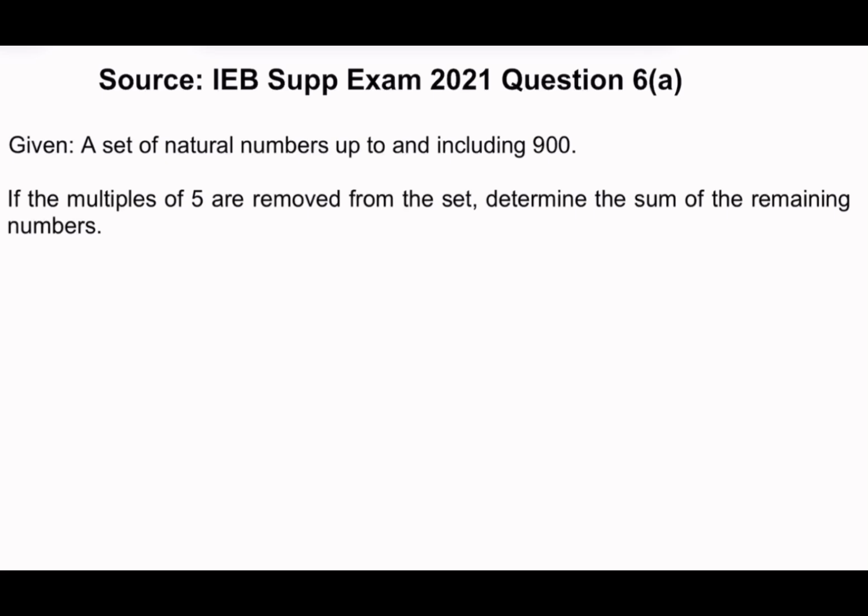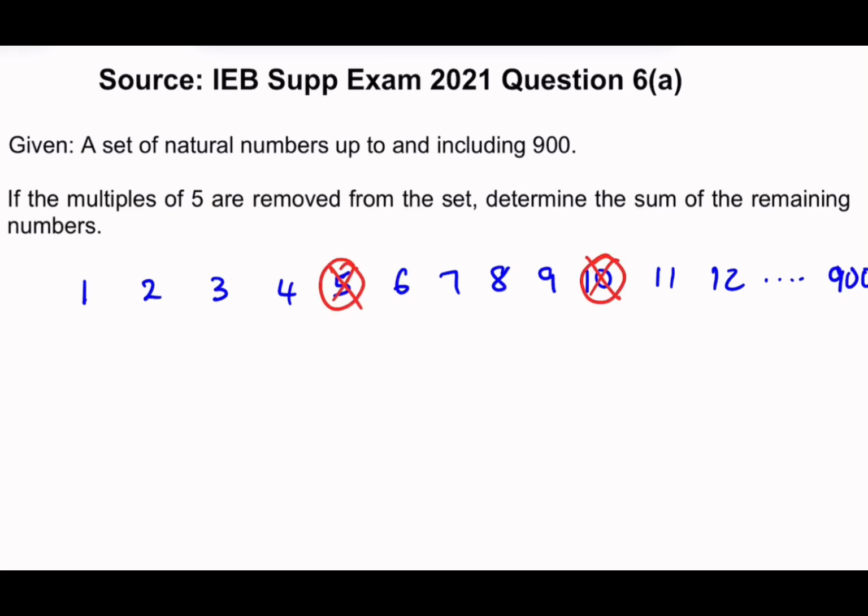We've got the numbers 1, 2, 3, 4, 5, 6, 7, 8, 9, 10, 11, 12, all the way to 900. And we're being told numbers like this, multiples of 5, are removed. 15 will be the next to be removed after I remove the 10 and the 20 and the 25 and the 30, right? So those numbers are removed from this. And then we must figure out the total of the remaining numbers.